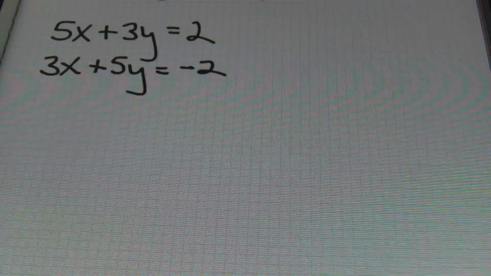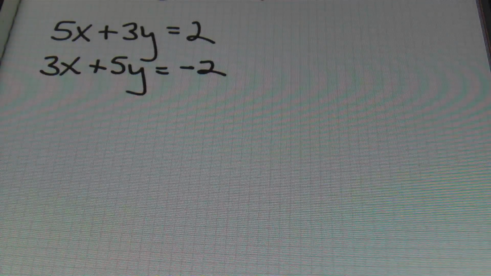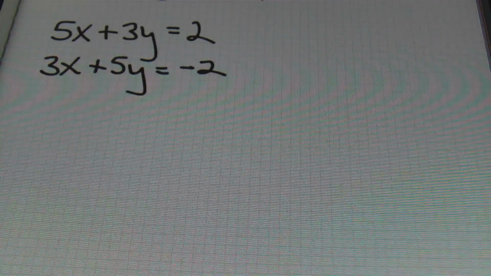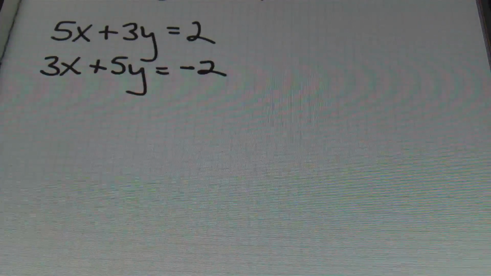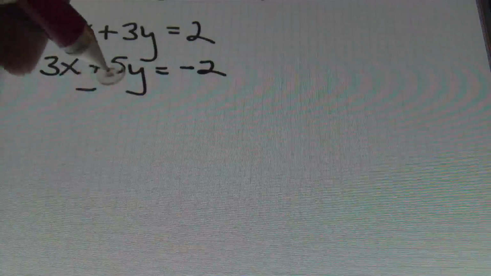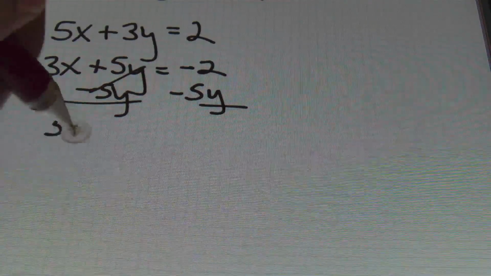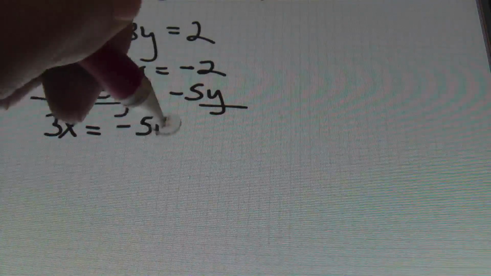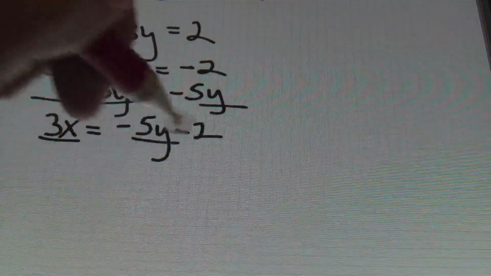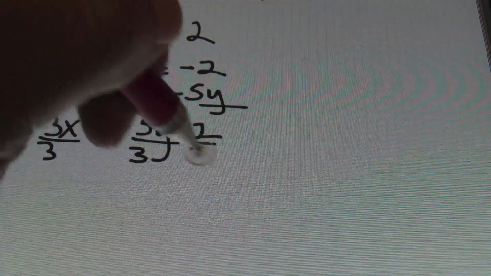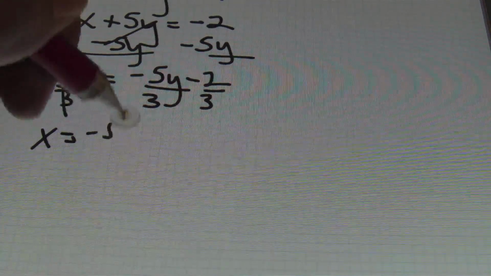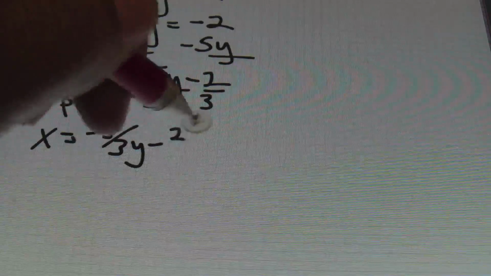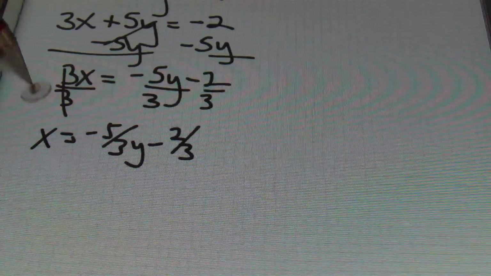From there, I can attack the problem by solving for one of the variables. I'm going to choose this second equation here, and I'm going to solve for x. So in solving for x, I'm going to subtract 5y from both sides of the equal sign. This gives me 3x equals negative 5y minus 2. Then I'll divide everything by 3, and I end up with x equals negative 5/3 y minus 2/3. And that is what I have for x for now.